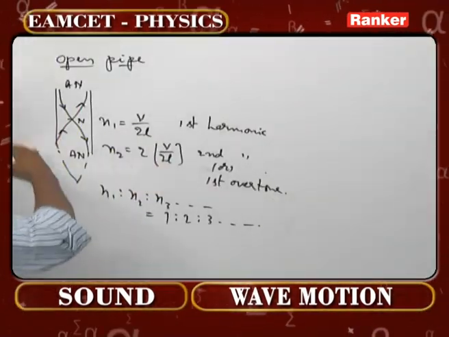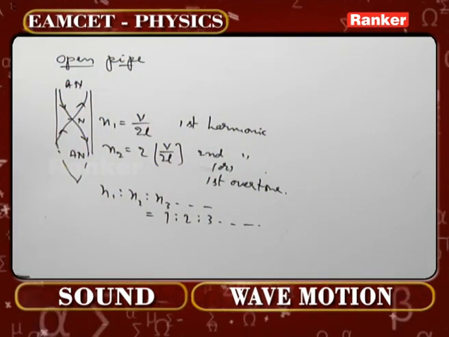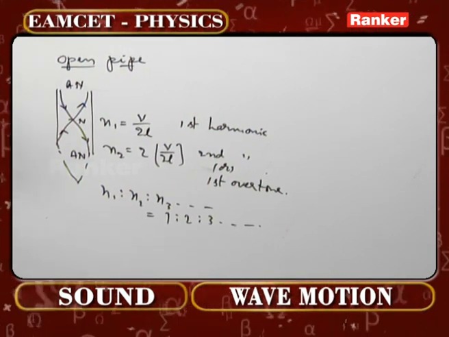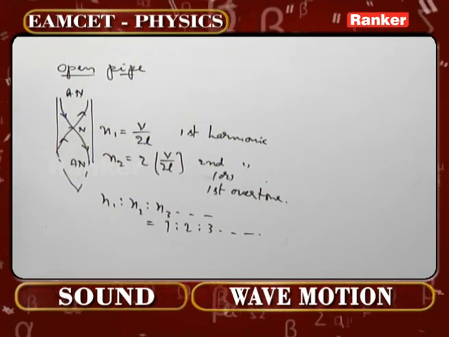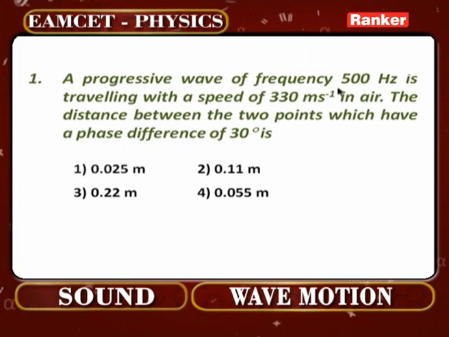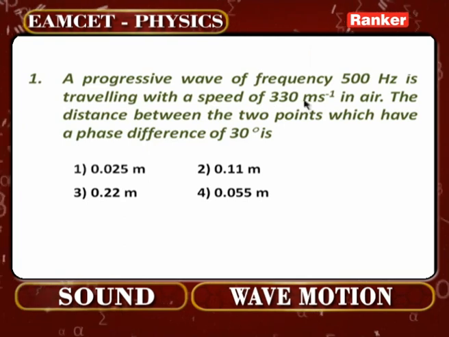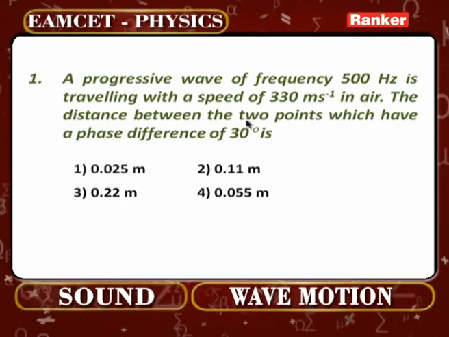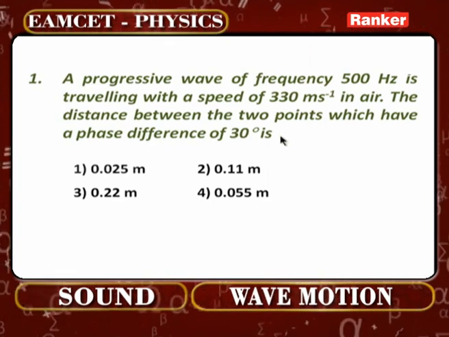So these are the areas on which we are taking up a few applications based on this chapter, wave motion, today. Let us take up some of the applications of this topic, please. Let us consider the very first problem given over here. A progressive wave of frequency 500 Hz is traveling with a speed of 330 meter per second in air. The distance between the 2 points which have a phase difference of 30 degrees is how much?